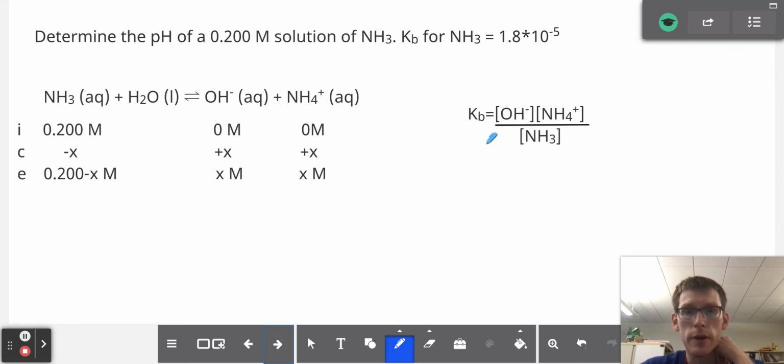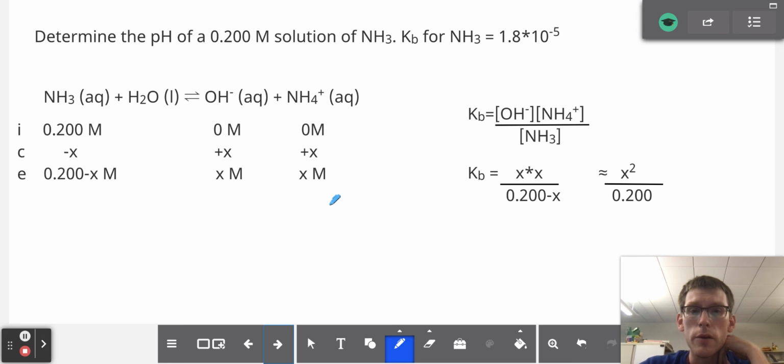We can bring this over to a Kb equation. The equilibrium constant Kb is equal to the concentration of products on the right side over reactants on the left. We omit the water. Note that at equilibrium we have X and X as our hydroxide and ammonium concentrations over 0.2 minus X molar for the reactant side, the NH3. But because the X is going to be small, we will say that this simplifies to approximately X squared over 0.2.